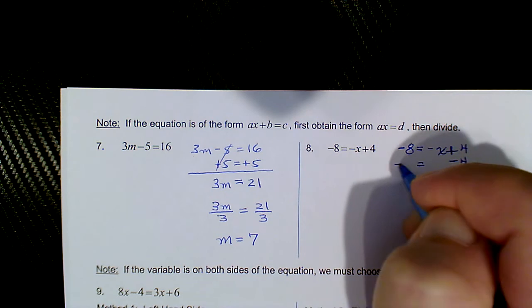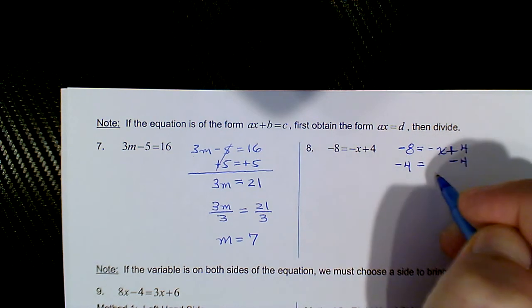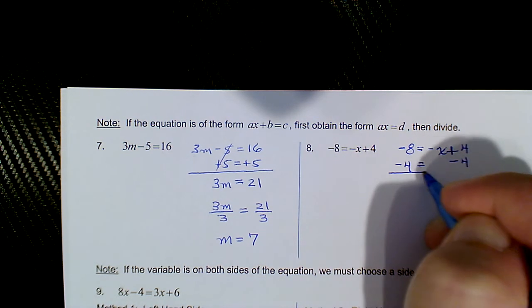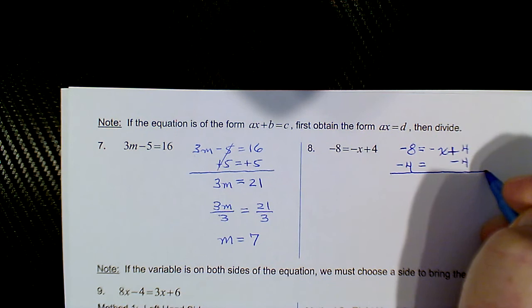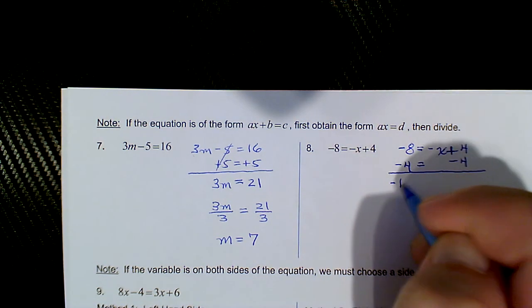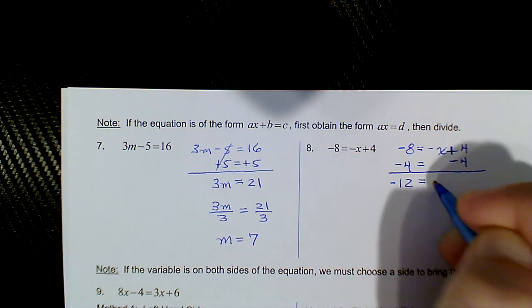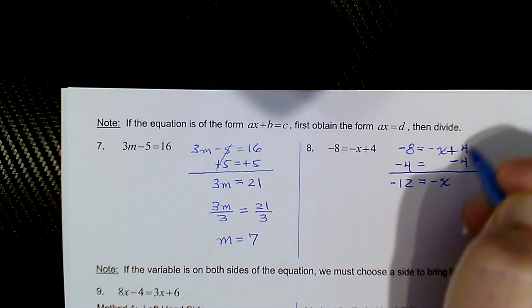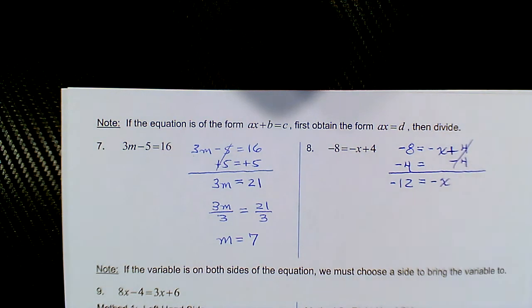And again, notice the structure. If we subtract 4 from one side, we subtract 4 from the other side. Line up the equals. Do the arithmetic. We get negative 12 equals negative x. And the 4's go away. No need to write a plus 0.